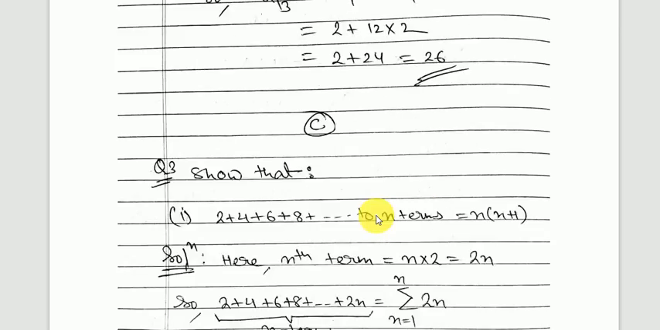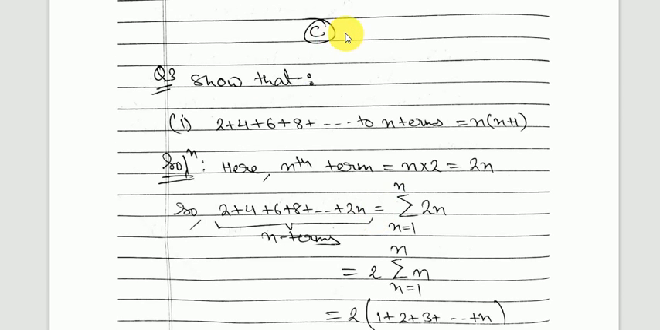Next question is from the same exercise but the C part. Question number 3. Show that 2 plus 4 plus 6 plus 8 plus dash dash dash up to n terms is equal to n into n plus 1. So here I've got a series, and it has n terms. They're saying that you have to show that when you add this series up to n terms, the sum will be given by this rule.